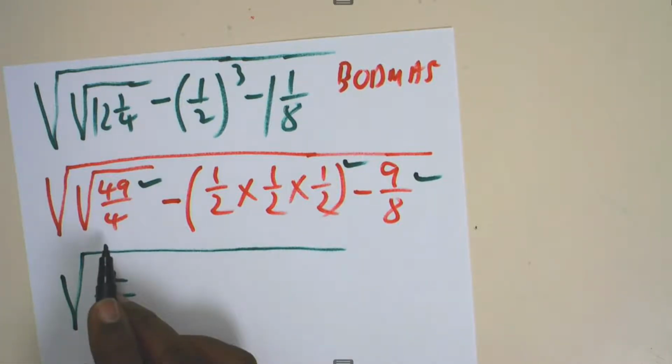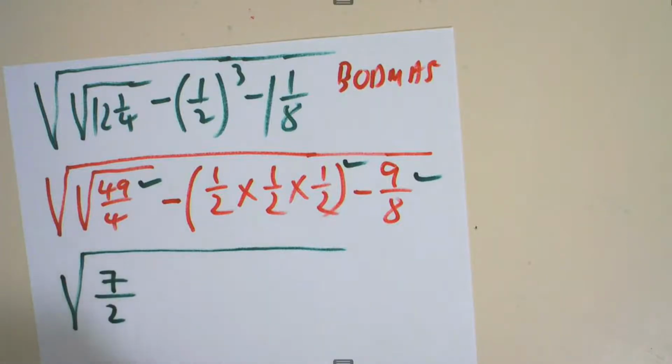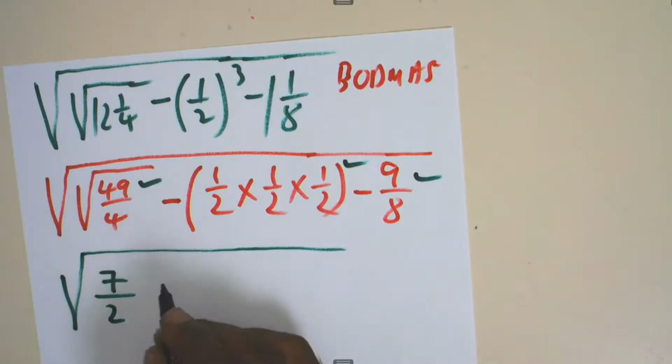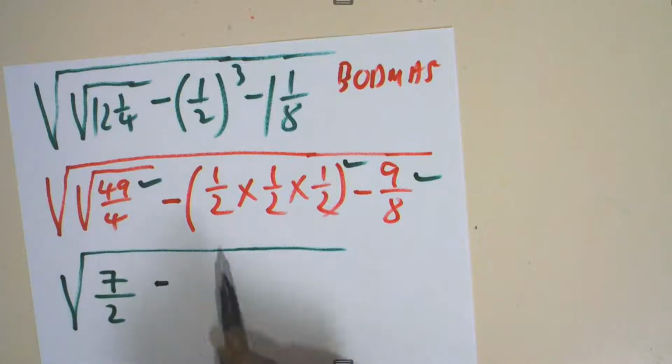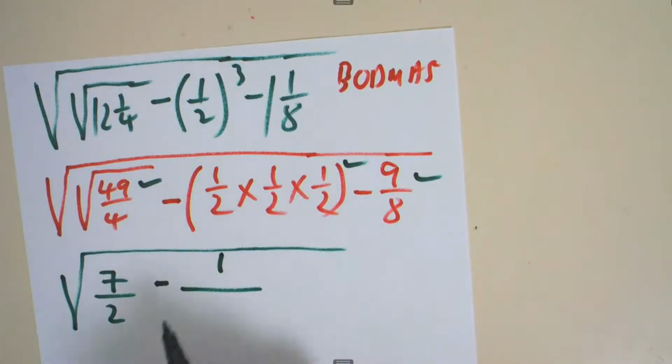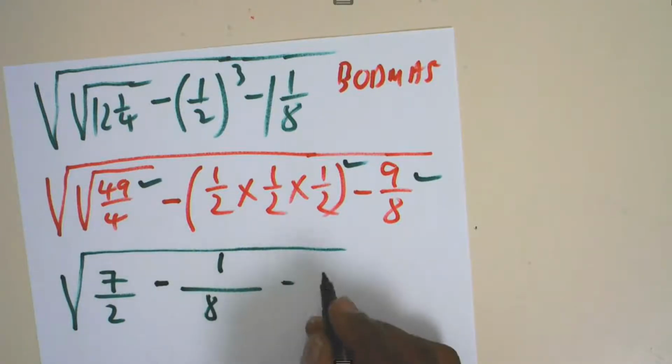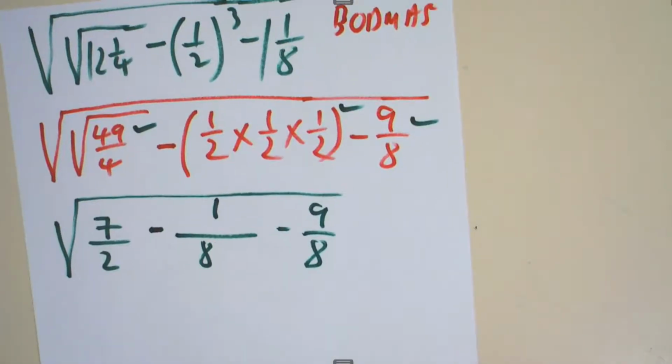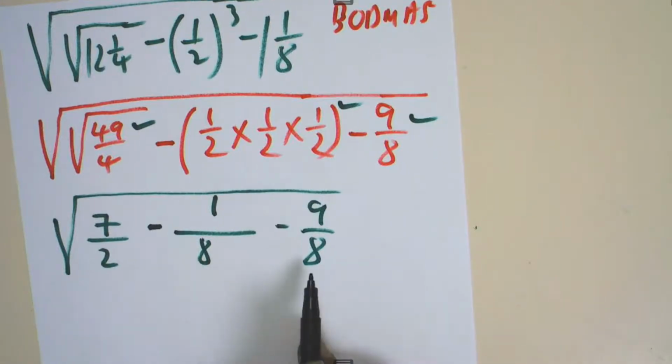What makes a 4 a square? It's a 2. Right? We've got minus 1 multiplied by 1 multiplied by 1 is a 1. 2 multiplied by 2 multiplied by 2 is an 8. Minus 9 over 8. Minus 9 over 8. LCM here is the same.